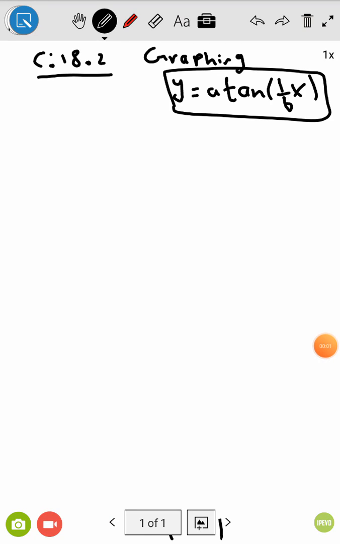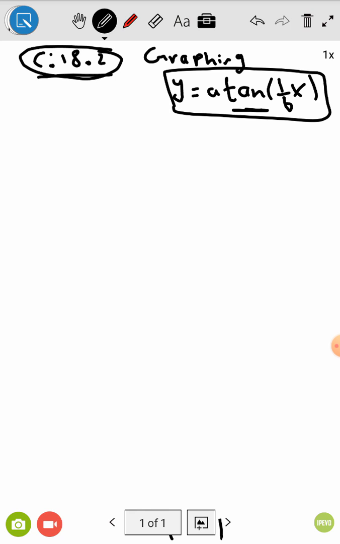Everyone, now we are going to take the concept of 18.2. It's not hard, it's so easy. It's talking about how to graph the tangent function. Now the tangent is a little bit different than the sine and the cosine.